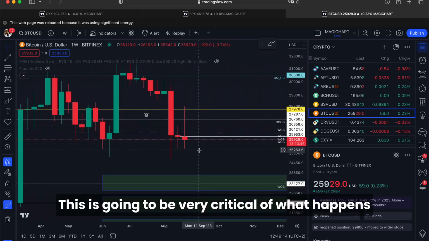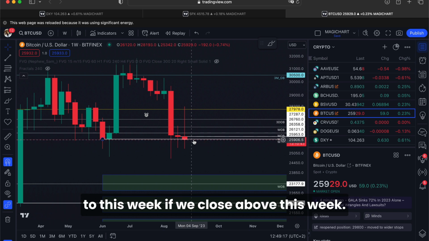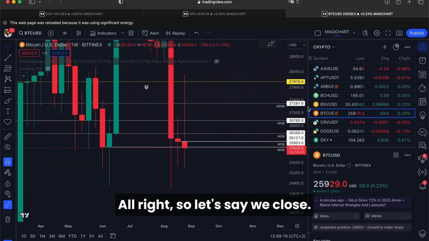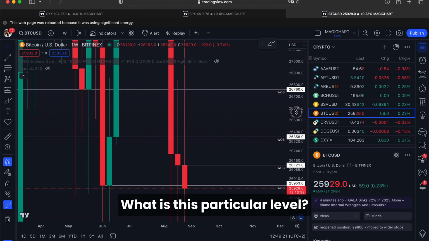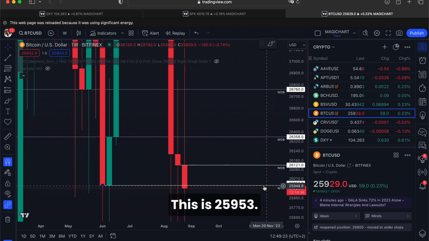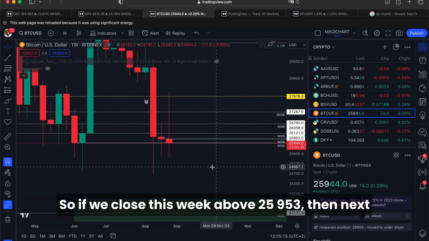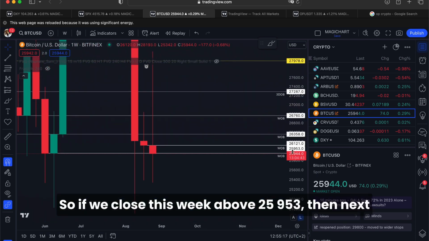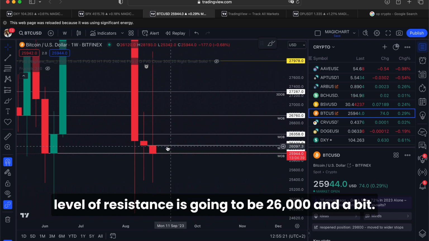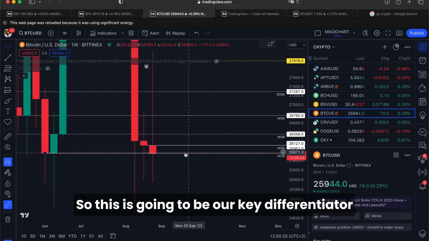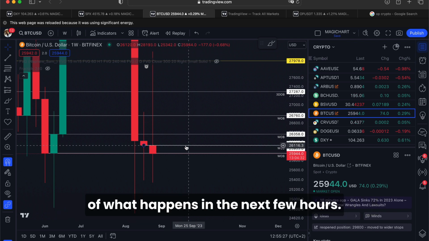This is going to be very critical, what happens this week if we close above this. All right, so let's say we close. What is this particular level? This is 25,953. So if we close this week above 25,953, then the next level of resistance is going to be 26,000 and a bit. Okay, so this is going to be our key differentiator of what happens in the next few hours.